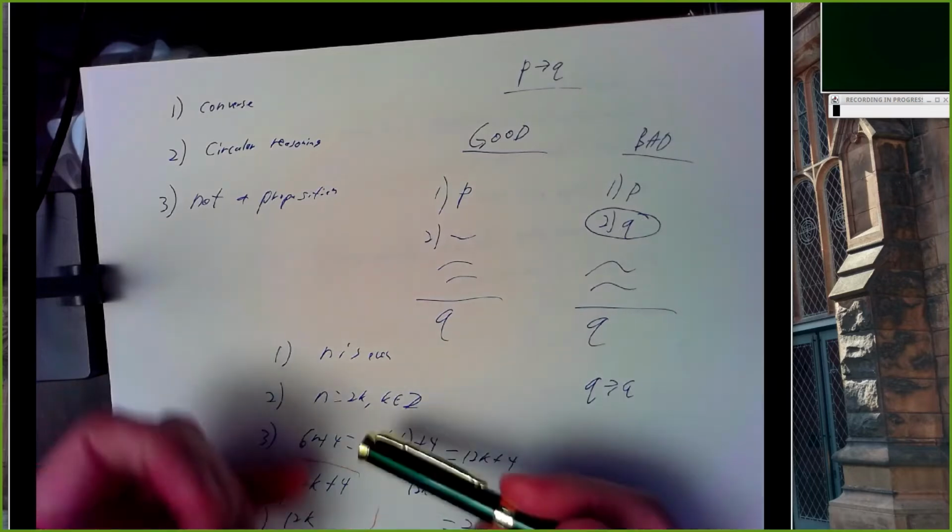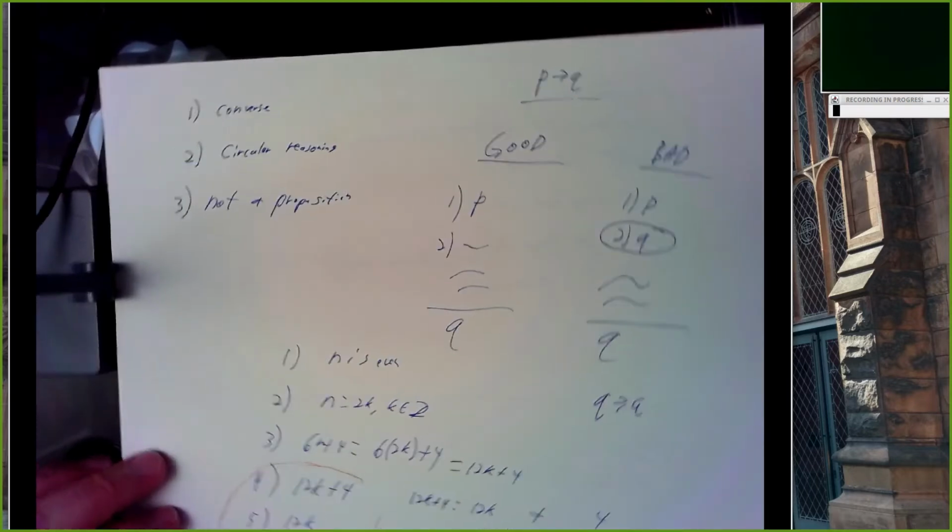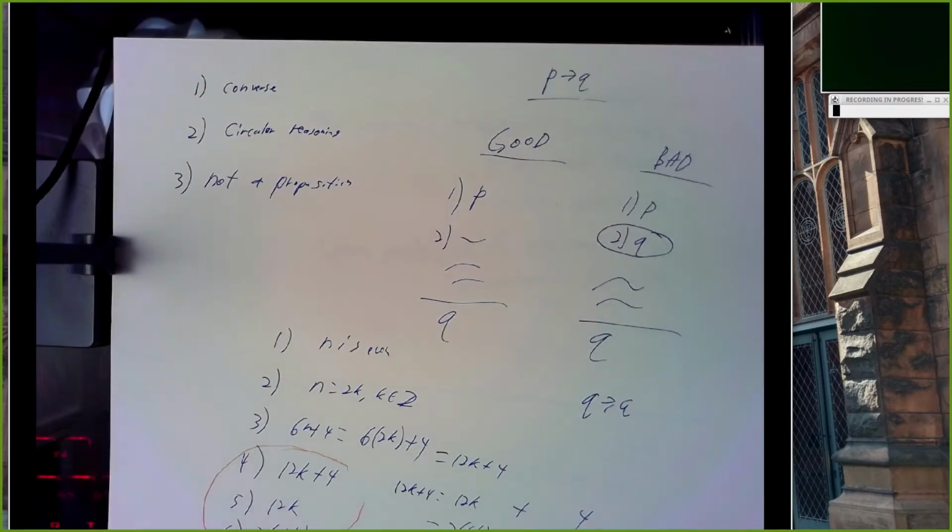But every line of the proof has to be a declarative statement that's either true or false. It's heading in the right direction, though. We're trying to prove that 2 times any number is even. And we've algebraically worked ourselves into 2 times 6.